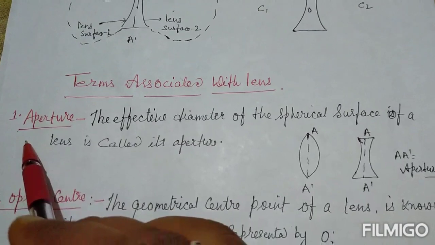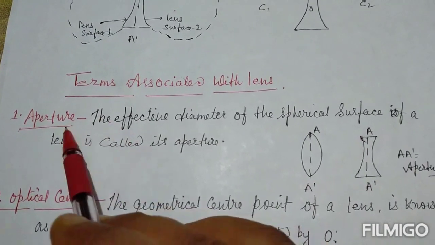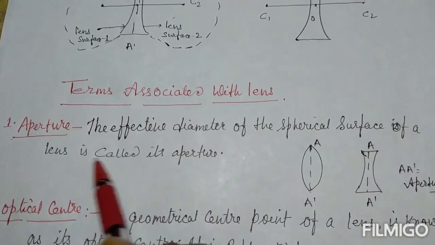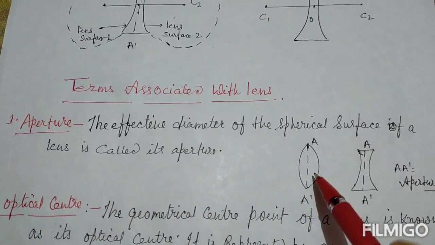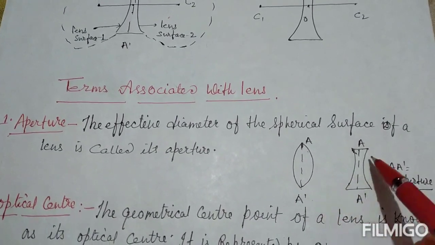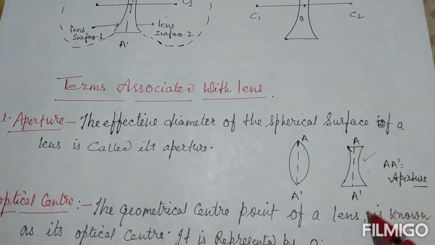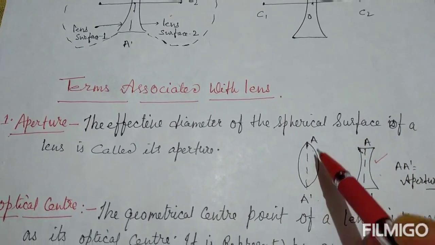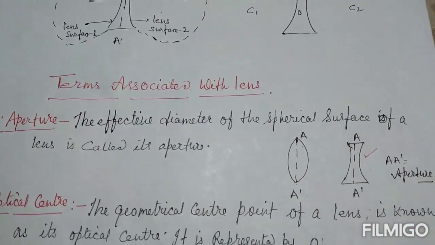First, aperture. Aperture is what? The effective diameter of the spherical surface of a lens is called aperture. In this lens, A dash is aperture, and in this lens, A dash is aperture. A dash is the effective diameter of the lens.